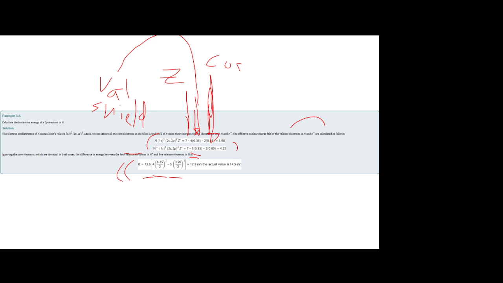Now, once we plug these values in, we're going to get 3.9 for the effective nuclear charge for the 5, and then 4.25 for the 4 valence electron one, which is where we blast an electron off. And then we go ahead and solve for this, and we're going to get out 12.9 electron volts. Anybody have any questions about that?